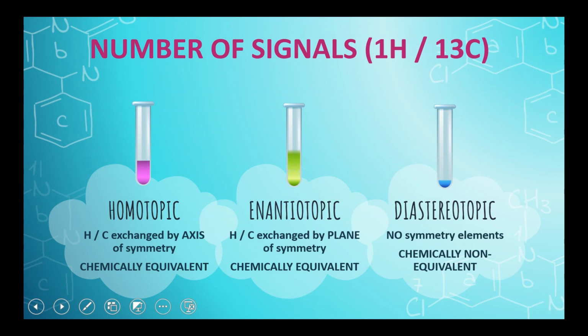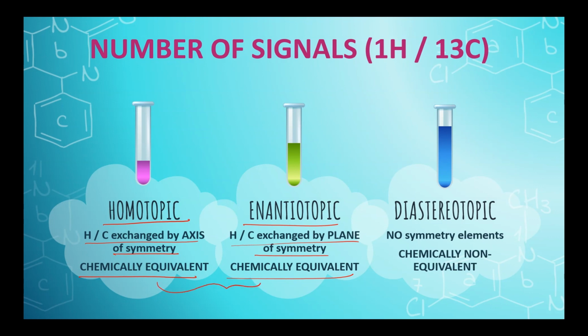Okay. So now what did we see? If it is homotopic, they are exchanged by axis of symmetry. They are chemically equivalent. If they are enantiotopic, they are exchanged by plane of symmetry. They are chemically equivalent. So here what we will get? We'll get only one signal for such protons. If they are diastereotopic, there are no symmetry elements, they are chemically non-equivalent, they'll give different signals. That is how you will try to find out the number of signals. I've given you a very simple method also, axis of symmetry, plane of symmetry, no symmetry.